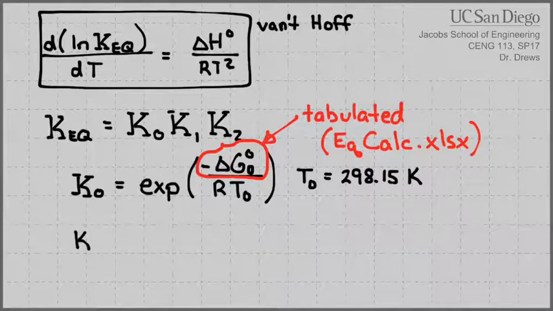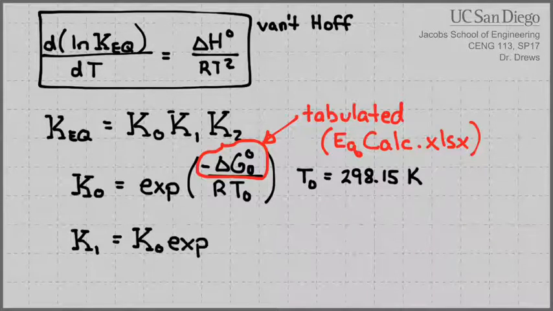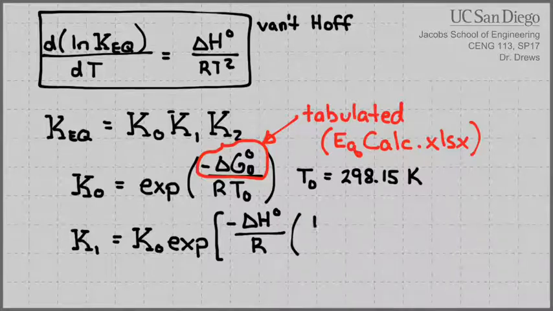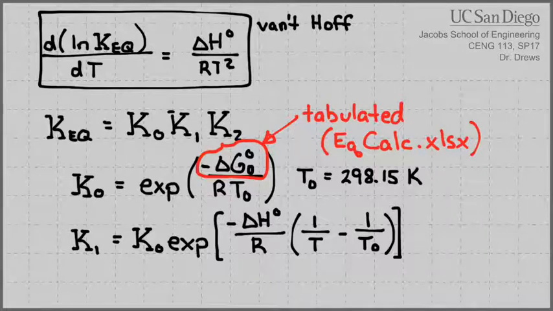We will get that K sub 1 is equal to K sub 0 times the exponential of minus delta H circle over R times 1 over T minus 1 over T naught. So T naught there again is almost always 298.15 Kelvin.